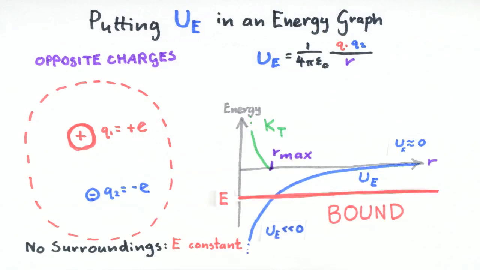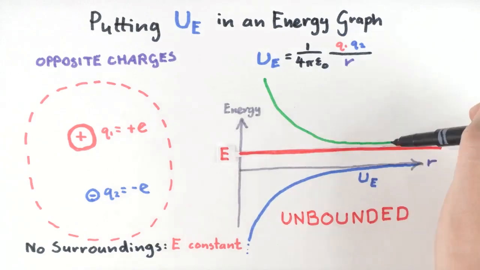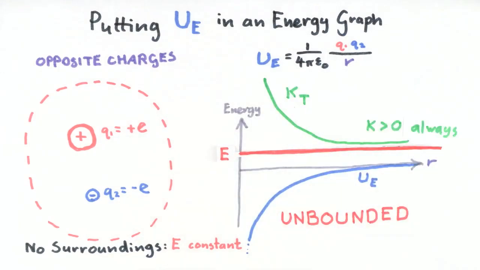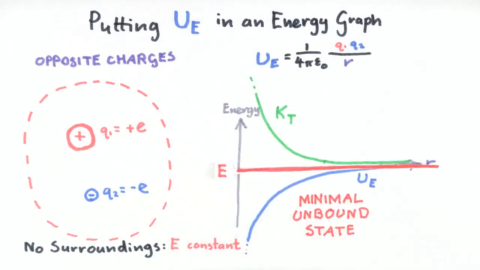We would expect the electron could escape from the positive charge if the total energy is positive. This would be the case of unbound motion, like we discussed earlier for gravity. For the total energy positive, the electron would always have kinetic energy at any separation distance, and so could escape the positively charged nucleus. Finally, as before, for the total energy E equals 0, we still have unbound motion for the electron. The total energy E equals 0 is the minimum total energy for unbound motion.